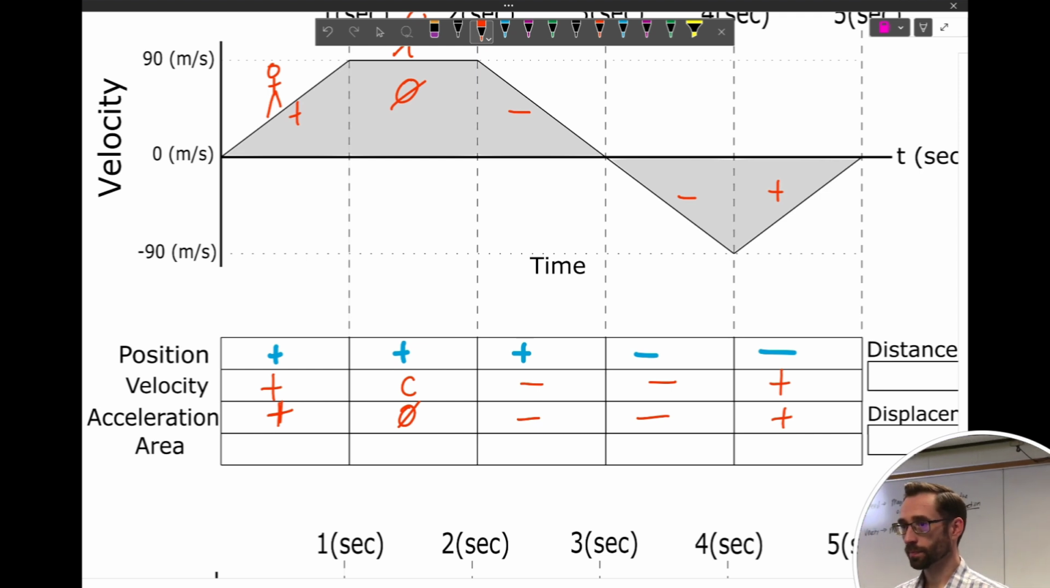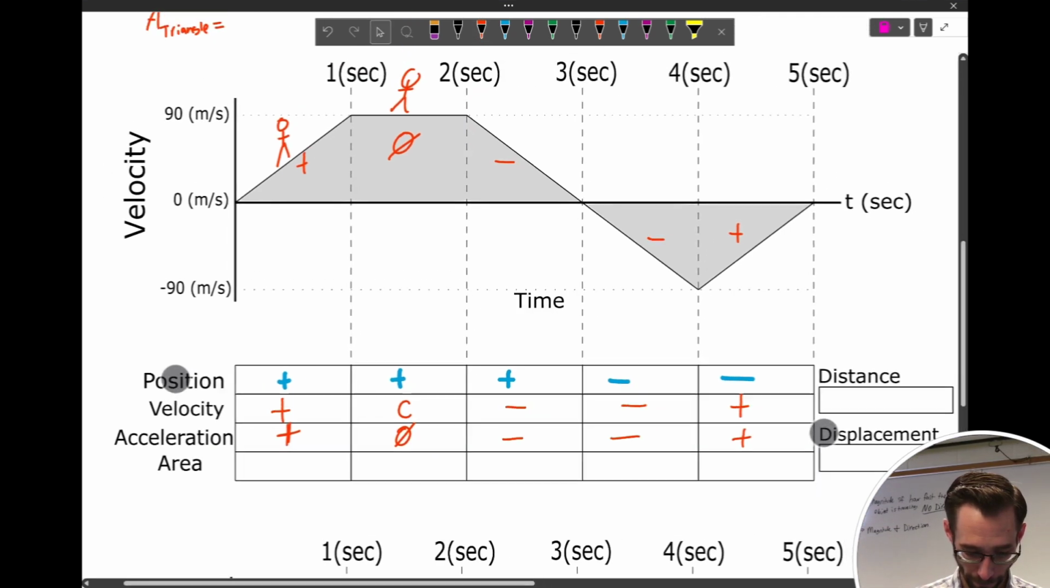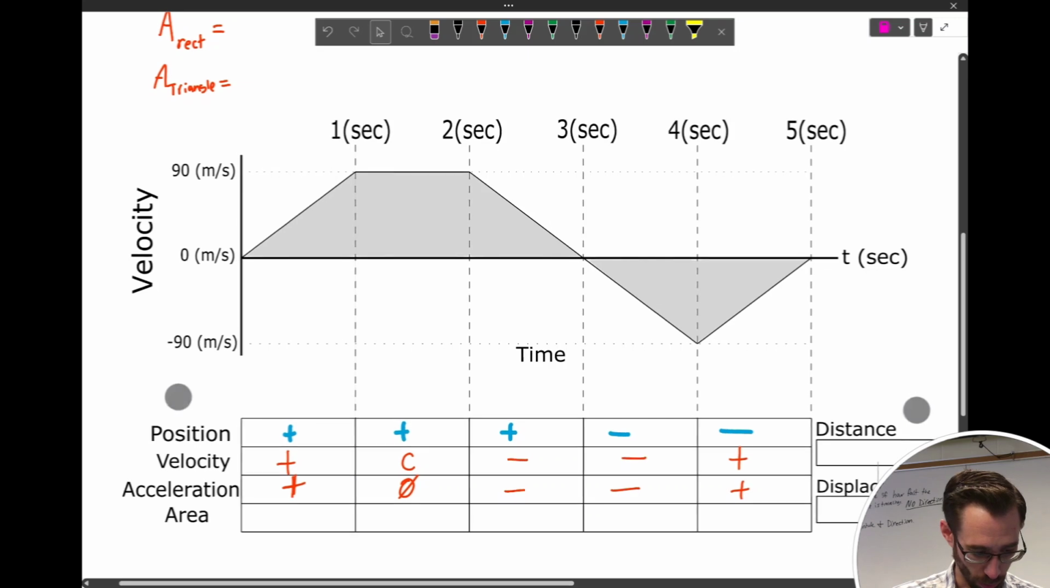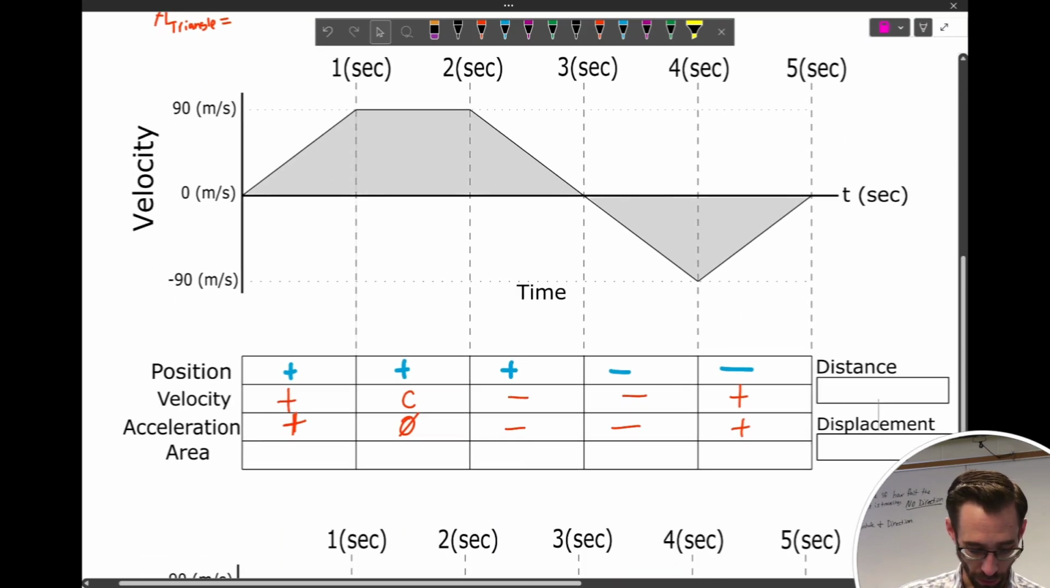Make sense? Pretty easy. Okay. Okay. So areas.